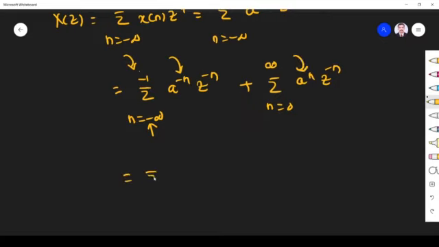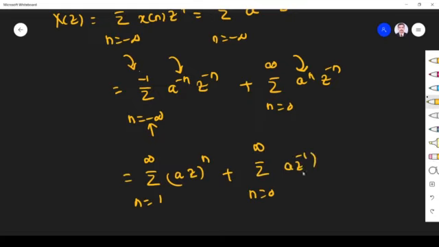I have the equation for only positive n, which we have already seen. So I convert every negative n into positive n by multiplying by minus 1. It becomes n equal to 1 to infinity, a power plus n, z power plus n. Then summation n goes from 0 to infinity of a z power minus 1 whole power n.